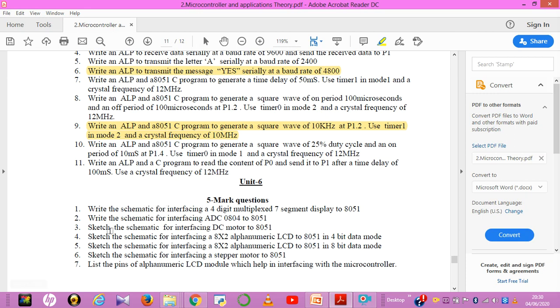Here the important questions are: write the schematic of interfacing the ADC 0804 to 8051. I recently uploaded unit number 6. There I have explained all the schematic diagrams for interfacing. Just go through it. Schematic for interfacing a DC motor to 8051, and sketch the schematic for interfacing a stepper motor to 8051. Next, list the pins of the alphanumeric LCD module which helps in interfacing with the microcontroller.